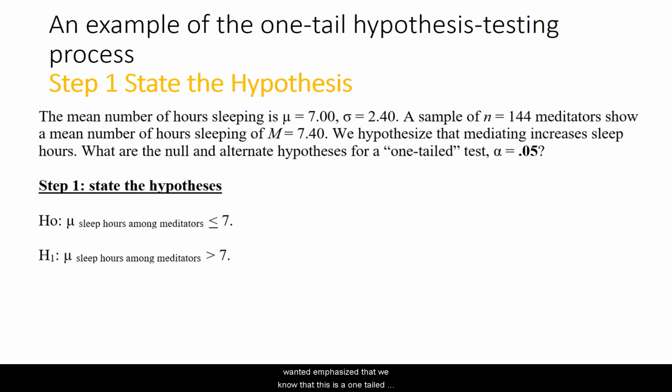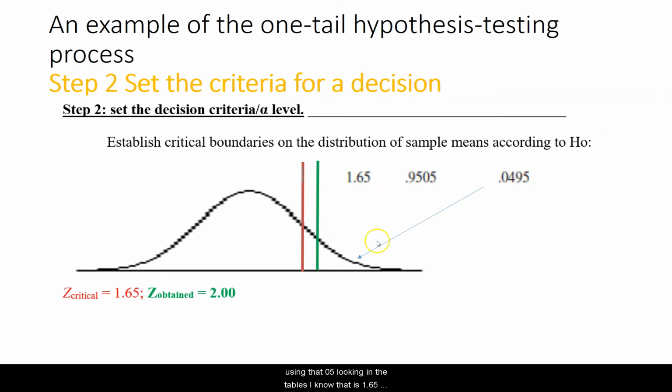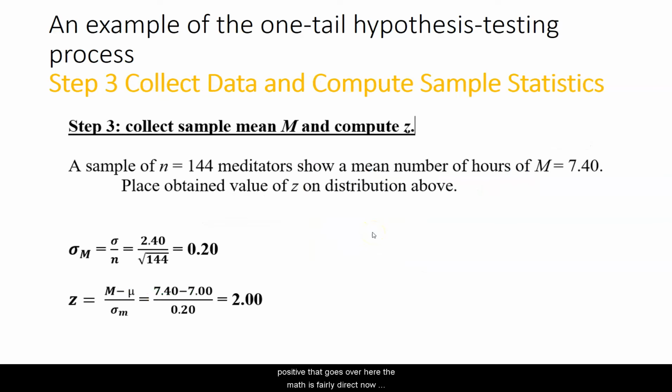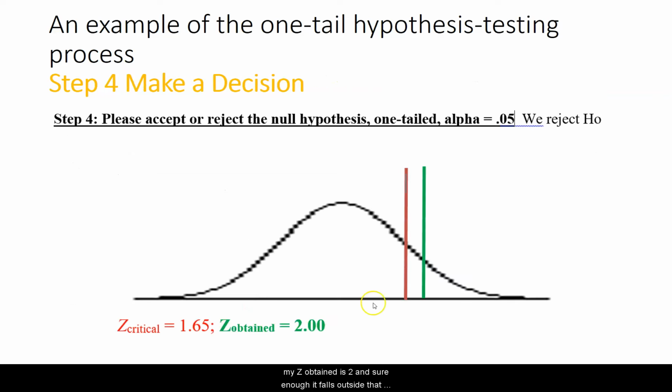But I really want to emphasize that we know that this is a one-tailed test that's on the right. I can tell with the word increased. I want to suggest that here with the arrow. Easily go the opposite way with the null hypothesis. And using that .05, looking in the tables, I know that it's 1.65 positive that goes over here. The math is fairly direct. That's not a big deal at all. We're used to that from chapter 7. My Z obtained is 2, and sure enough, it falls outside that region of rejection, and therefore we reject the null hypothesis.